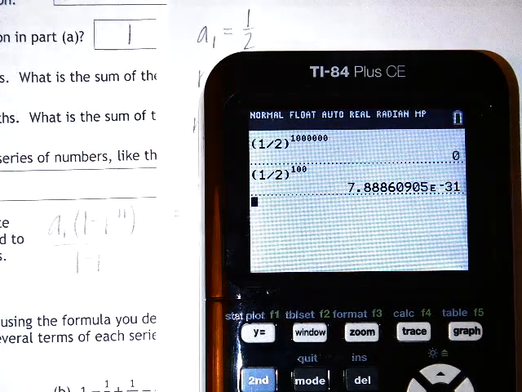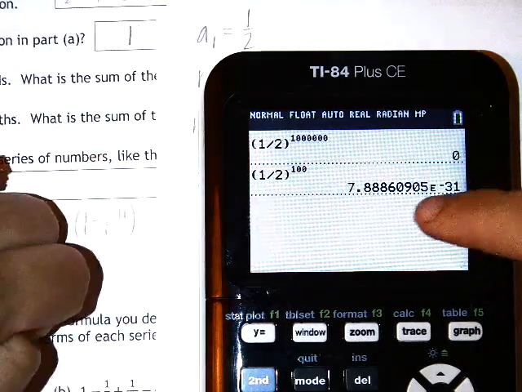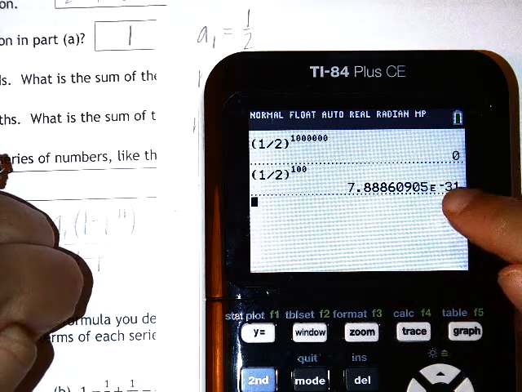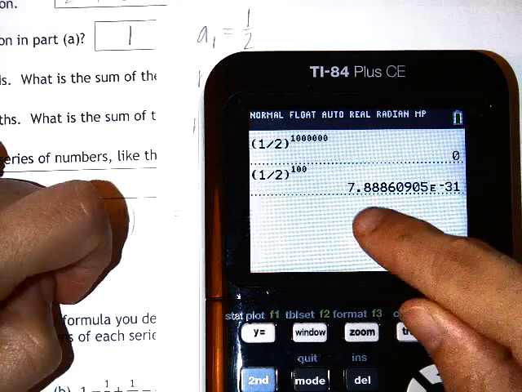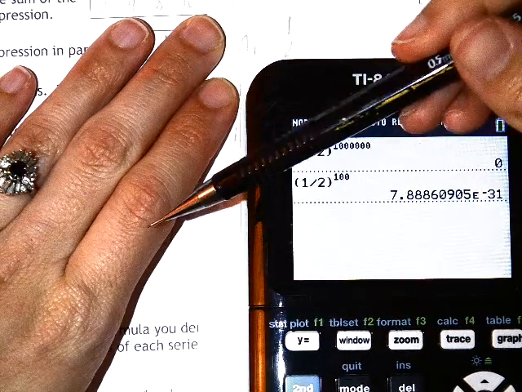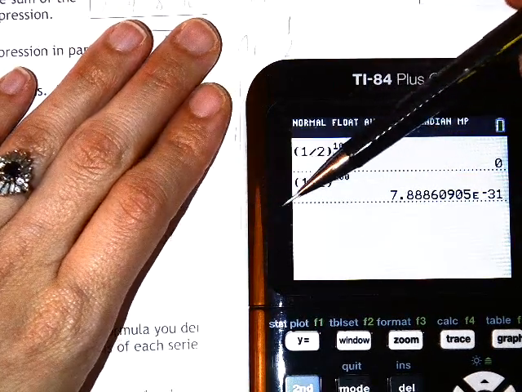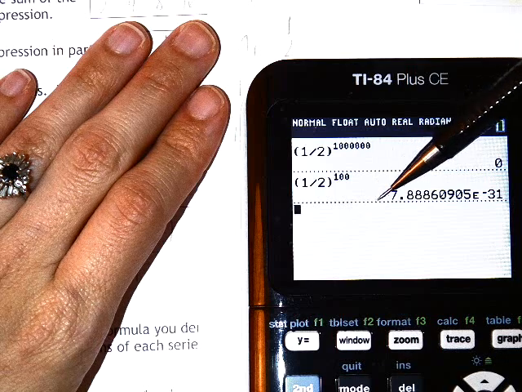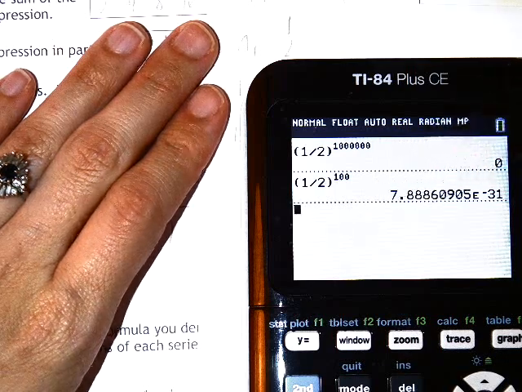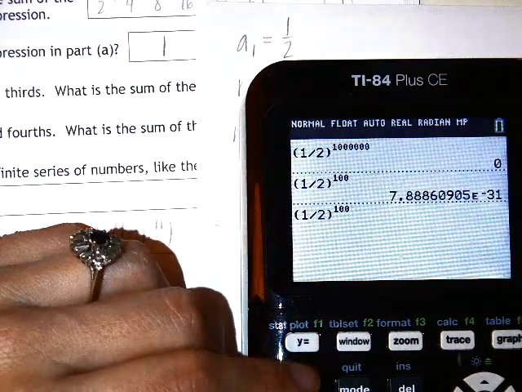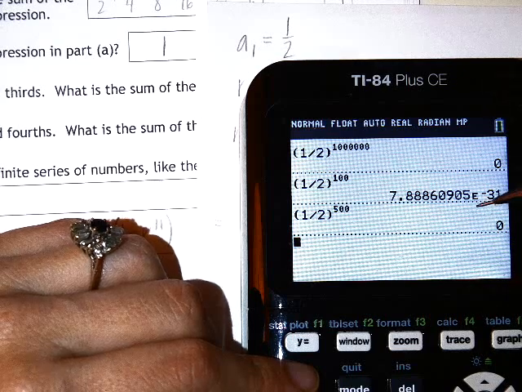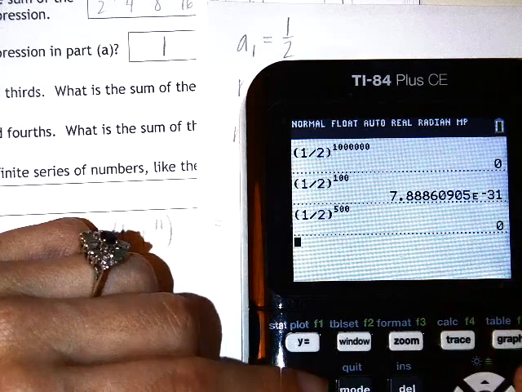I'll do 1/2 to the power of 100 to demonstrate. This is scientific notation. This is 7.888 times 10 to the negative 31st power, which means 7.888, but you'd take that decimal and move it to the left 31 places. So you'd have 0.00000000000, 30 zeros, and then the 78886, etc. By the time you start getting into really obnoxiously big numbers, like 1/2 to the power of 500, your calculator's like, oh, I'm sorry, I can't do that anymore. I don't have enough zeros to spare.